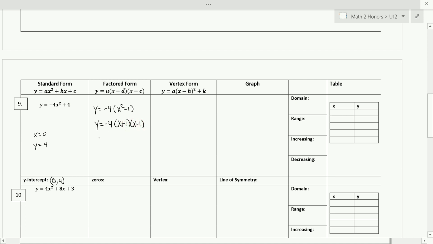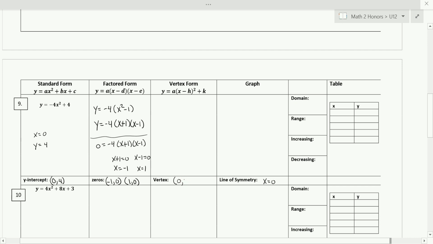And for your zeros, you set y equal to 0 and solve for x. And to solve for x, you set your individual factors with x equal to 0. You get two answers, negative 1 and positive 1. Your line of symmetry is going to be right in between those zeros. And so it's actually going to end up being x equals 0. Your vertex will always have the same x value as your line of symmetry, which will be 0.